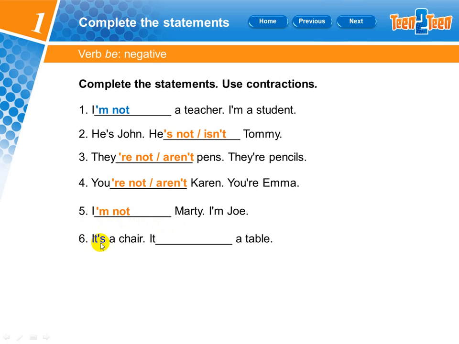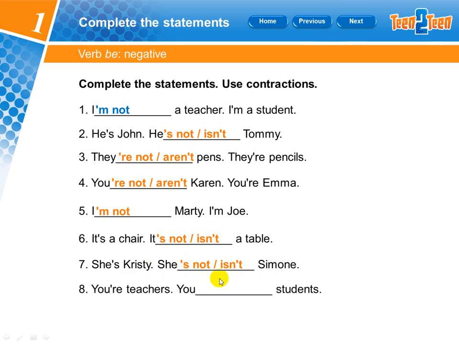Number six, it says it's a chair, it a table. What do we have in this blank? Of course, we have it's not, or it isn't a table. Number seven, she's Christy, she Simon. So what do we have here? Of course, we have she's not or she isn't Simon. Number eight, you're teachers, you students. So what do we have here? You're not or you aren't students.